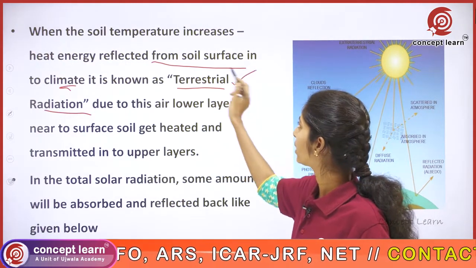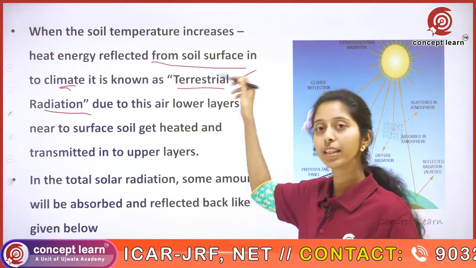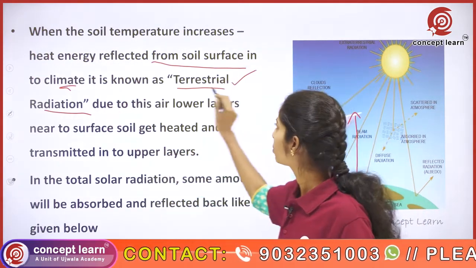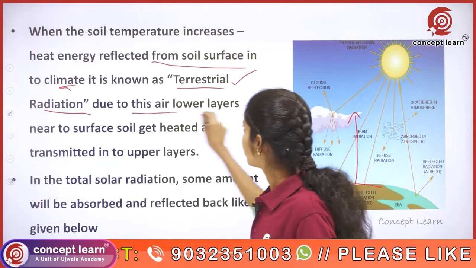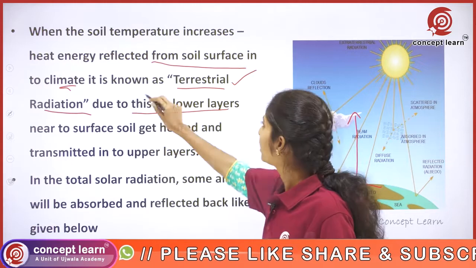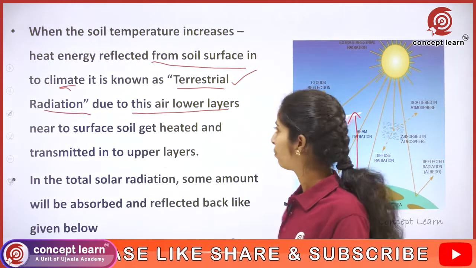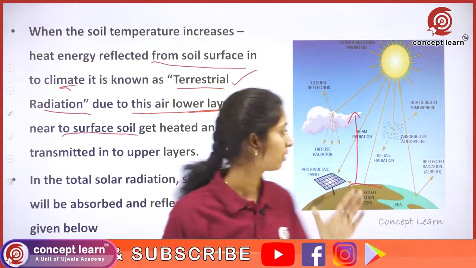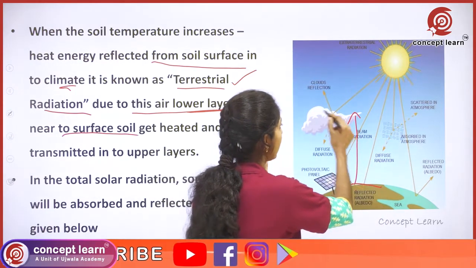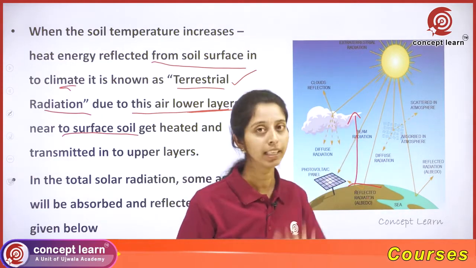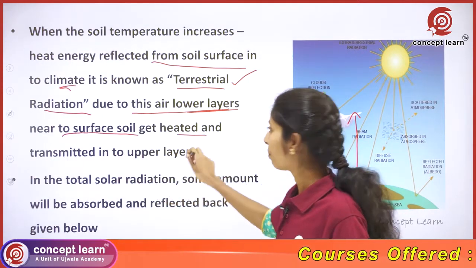So, this is one of the big points. The radiation that is reflected from the earth's surface or soil surface to the environment is called terrestrial radiation. Because of retransmitting or re-radiating energy from the earth's surface, the atmospheric layer near the earth's surface is getting heated up and it is transmitted into the upper layers.